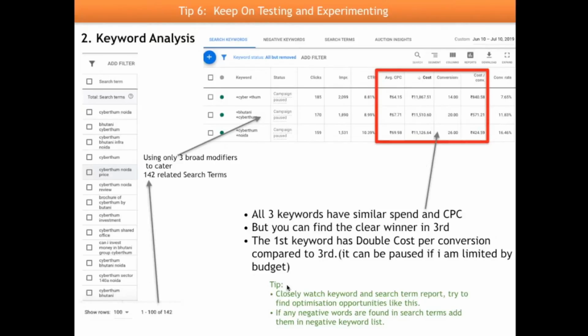So the tip here is to closely watch the keywords and the search term report. Try to find optimization opportunities like this. If you find any negative keyword here, try to add it to the negative keyword list. So this report, the search term report and the keyword report, is very important.